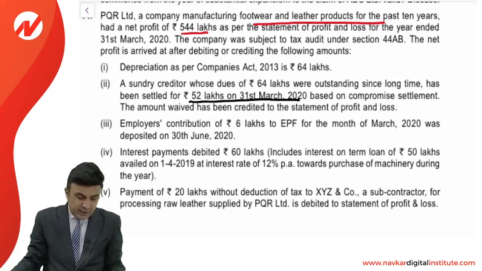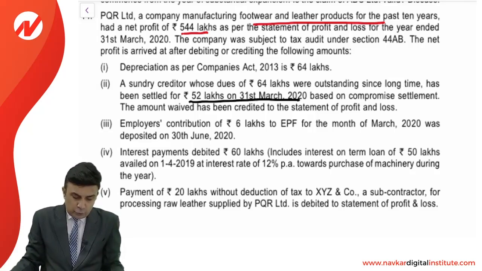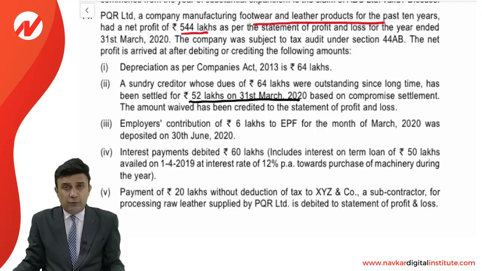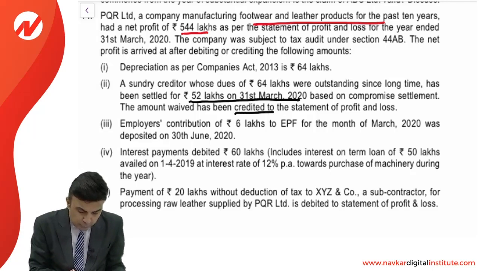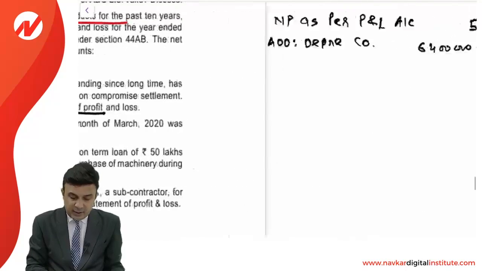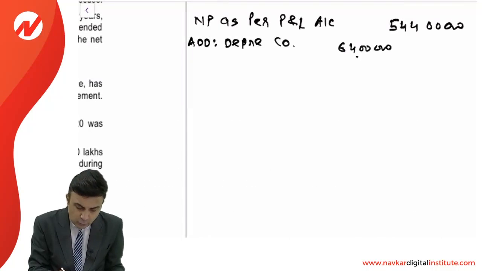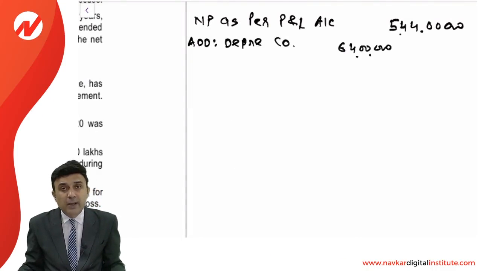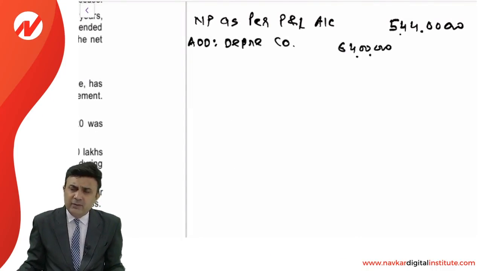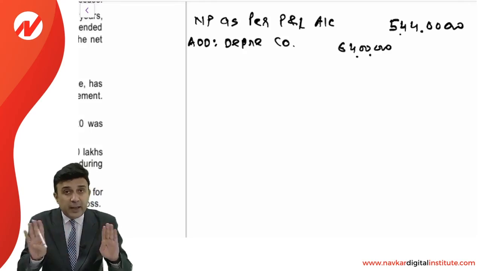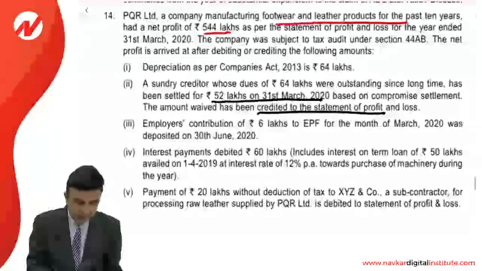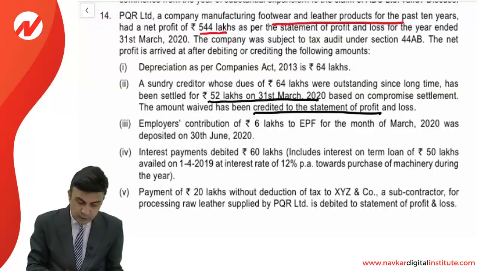64 lakh were sundry creditor, 52 is payable. So the remaining 12 you have written off and you have credited to profit and loss account. It is credited to profit and loss account and included in this 5 crore 44 lakh. Credited and taxable, you don't have to do anything. There is no adjustment required as it is taxable under 41(1).